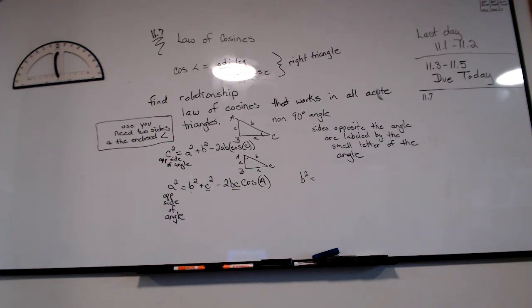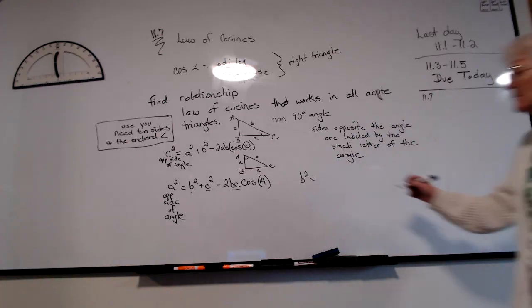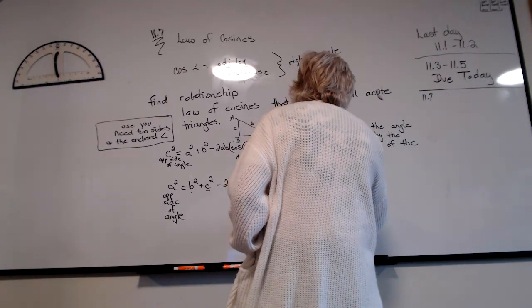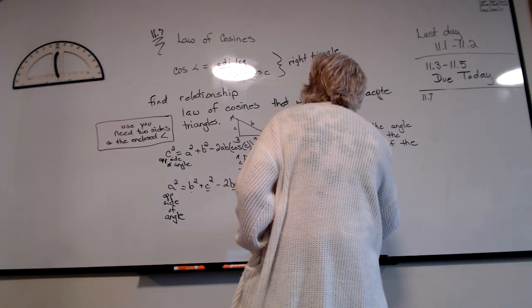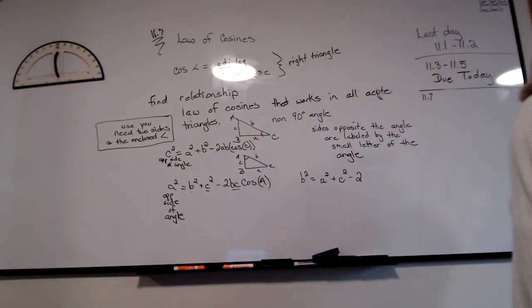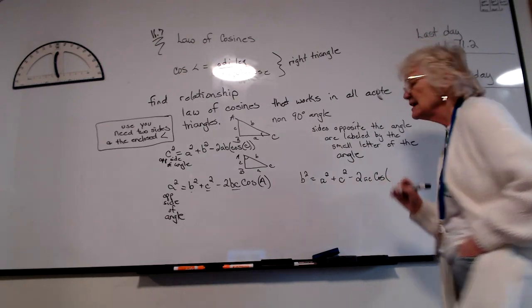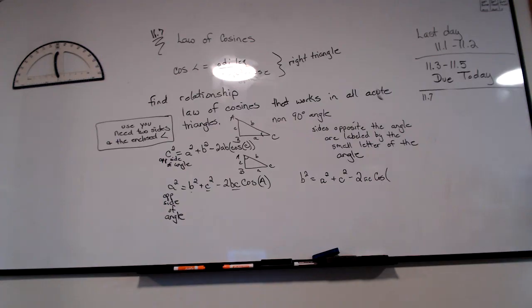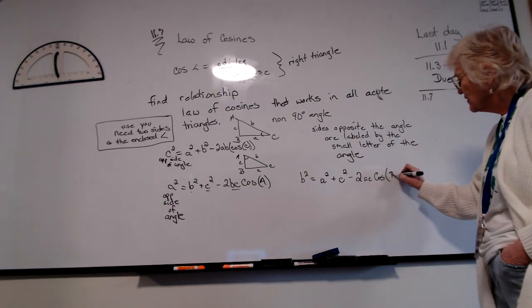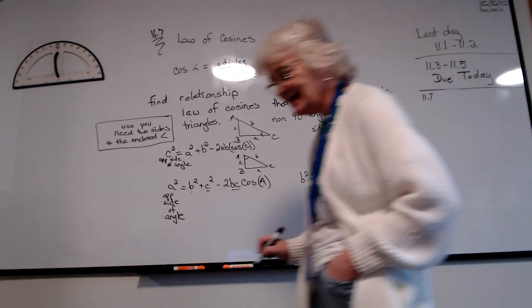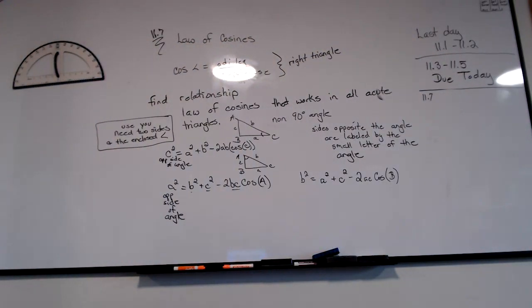Think of the pattern. What are the other two sides? B squared equals A squared plus C squared minus 2... Looking at our pattern, it's going to be 2 what? AC times the cosine of what angle? B. Okay. So there is a pattern to it, obviously, but you can use this on any triangle.